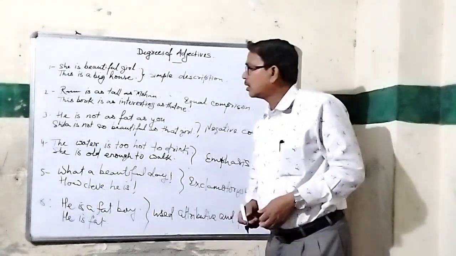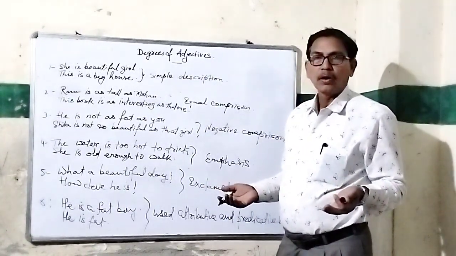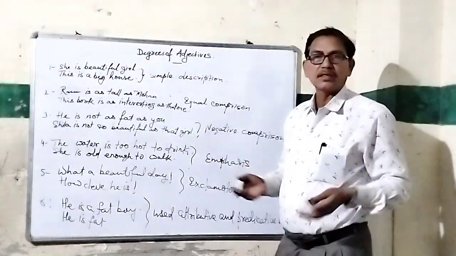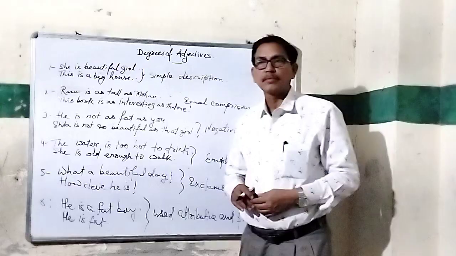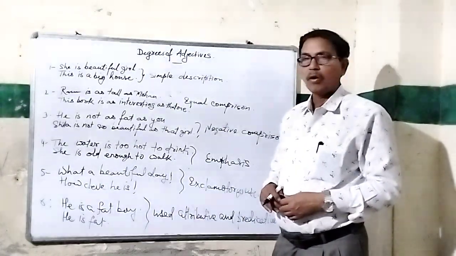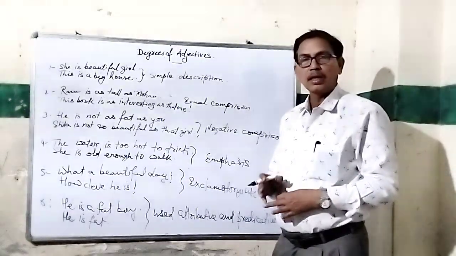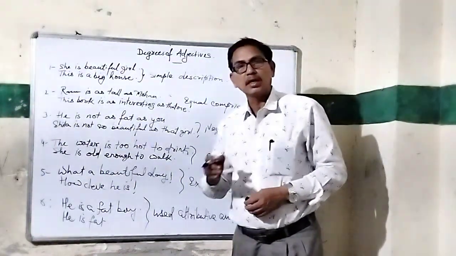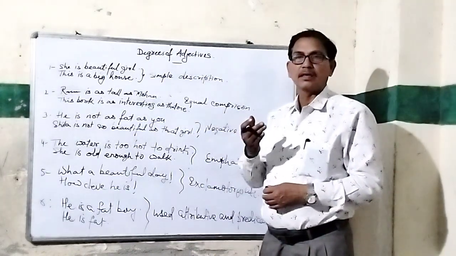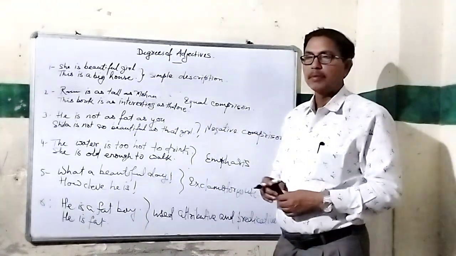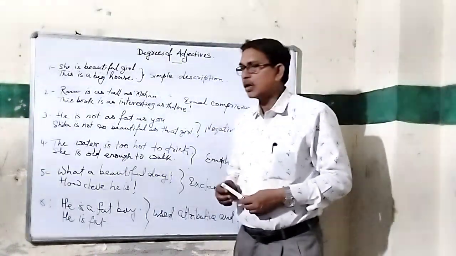Today again we are going to talk about adjectives. Although we have already discussed different kinds of adjectives in the previous videos, almost all kinds of adjectives we have discussed: qualitative adjectives, quantitative adjectives, numeral adjectives, interrogative adjectives, demonstrative adjectives, possessive adjectives, distributive adjectives, etc.